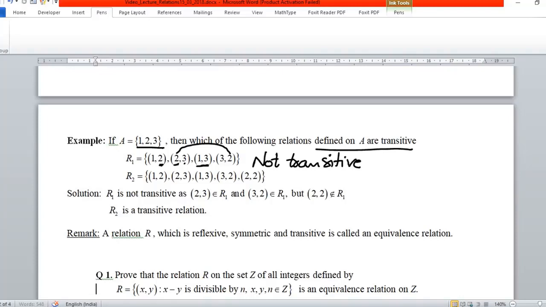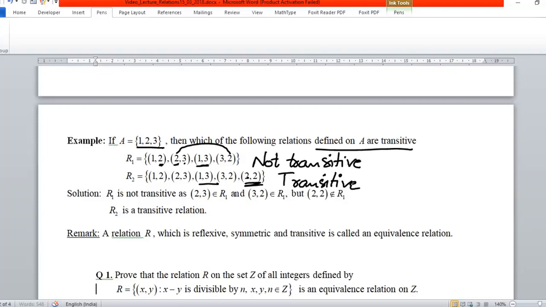But relation R2 contains (1, 2), (2, 3), (1, 3), (3, 2) and (2, 2). Now for (1, 2) and (2, 3), I need (1, 3) which is present. For (2, 3) and (3, 2), I need (2, 2) which is again present. For every other element, for (3, 2) and (2, 2), I need (3, 2) which is again present. So this satisfies all the conditions of a transitive relation, so this is transitive in nature.